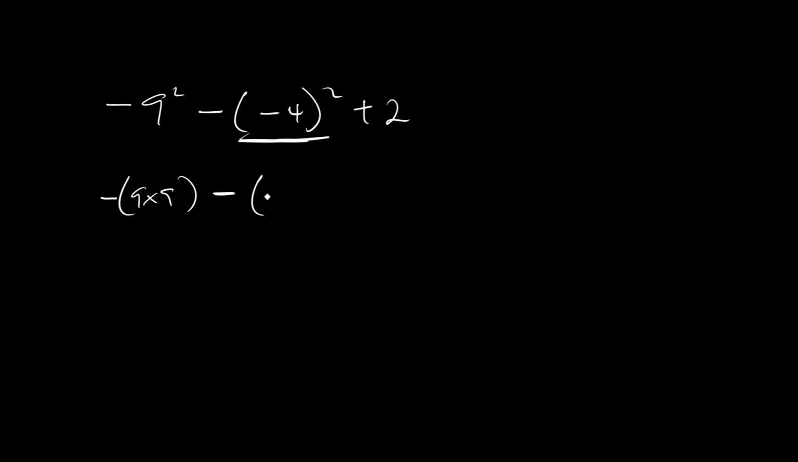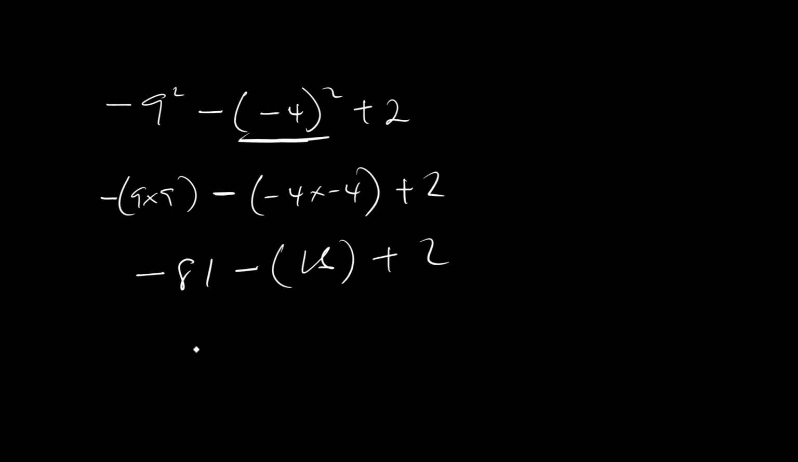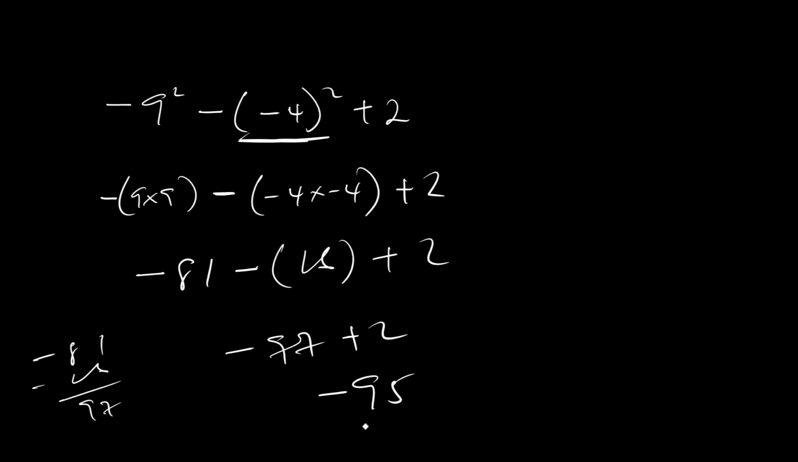Now this one, we have to square everything, the same as minus 4 times minus 4 plus 2. So this one is 81 with a minus, and negative times negative is positive, so we have 16, plus 2. So we have negative 81, then negative 16, so we have negative 97, plus 2. I will take 2 from this, which gives us negative 95. All right.